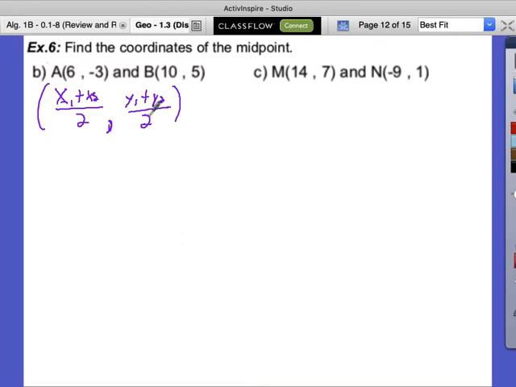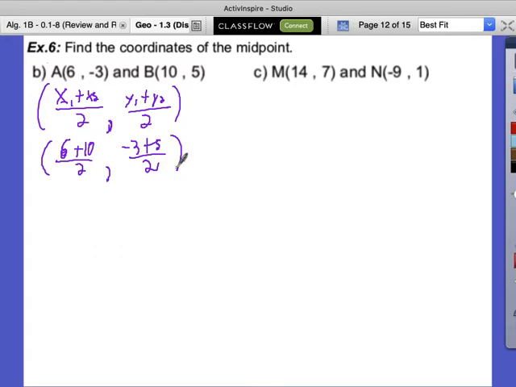So what would I add together in order to find the midpoint of the x's? I would add our two x's together, which would be 6 and 10. It doesn't matter the order we add in. 6 plus 10, and I would divide that by 2 because we're adding that many things together. Comma, now my y coordinate. What two things am I adding for my y coordinate? Negative 3 and 5, because those are the y values. I'm going to divide by 2 because that's how many things I'm adding.